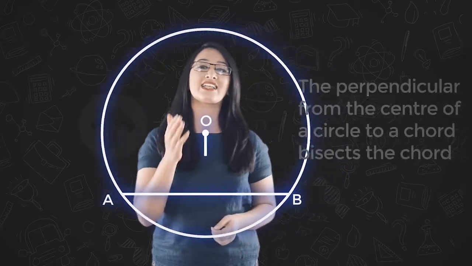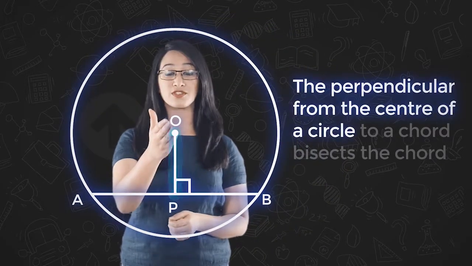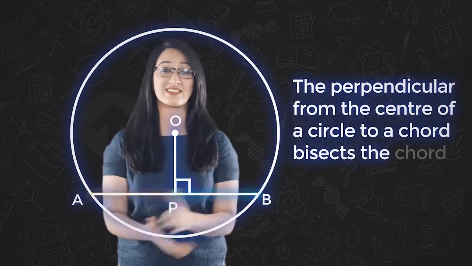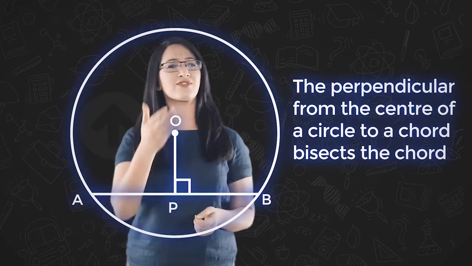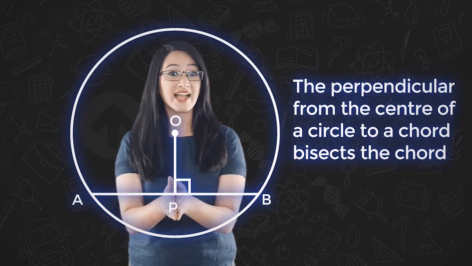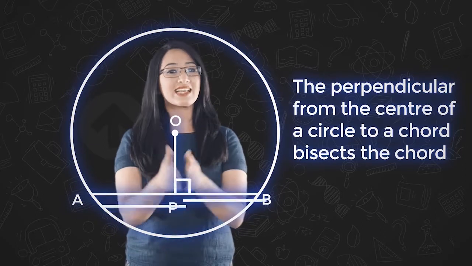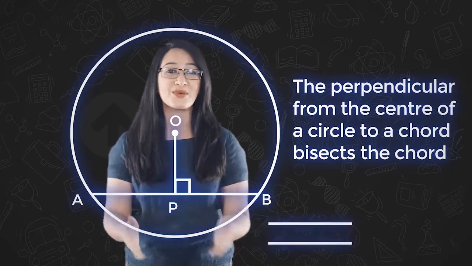Anyways, the next theorem on chords states that the perpendicular from the center of a circle to a chord bisects the chord. In human language, this basically means that if I draw a line from the center to a chord that is at right angles to the chord, the line will cut the chord into two equal parts. Let's see if we can prove this.